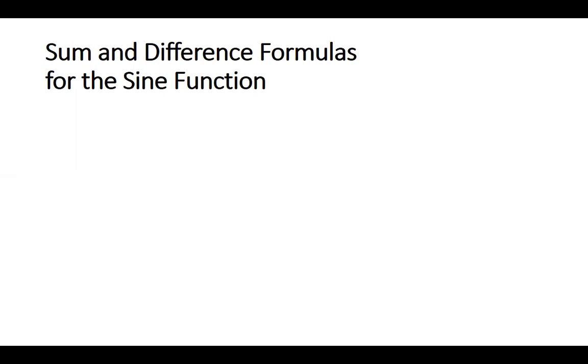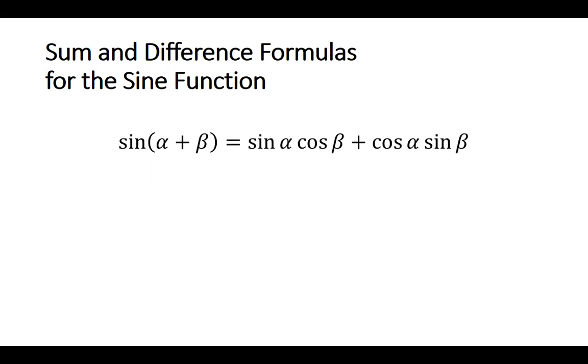For the sine function, the signs match up, but the cosine and sine do not. So we have sine alpha plus beta is equal to sine alpha cosine beta plus cosine alpha sine beta.